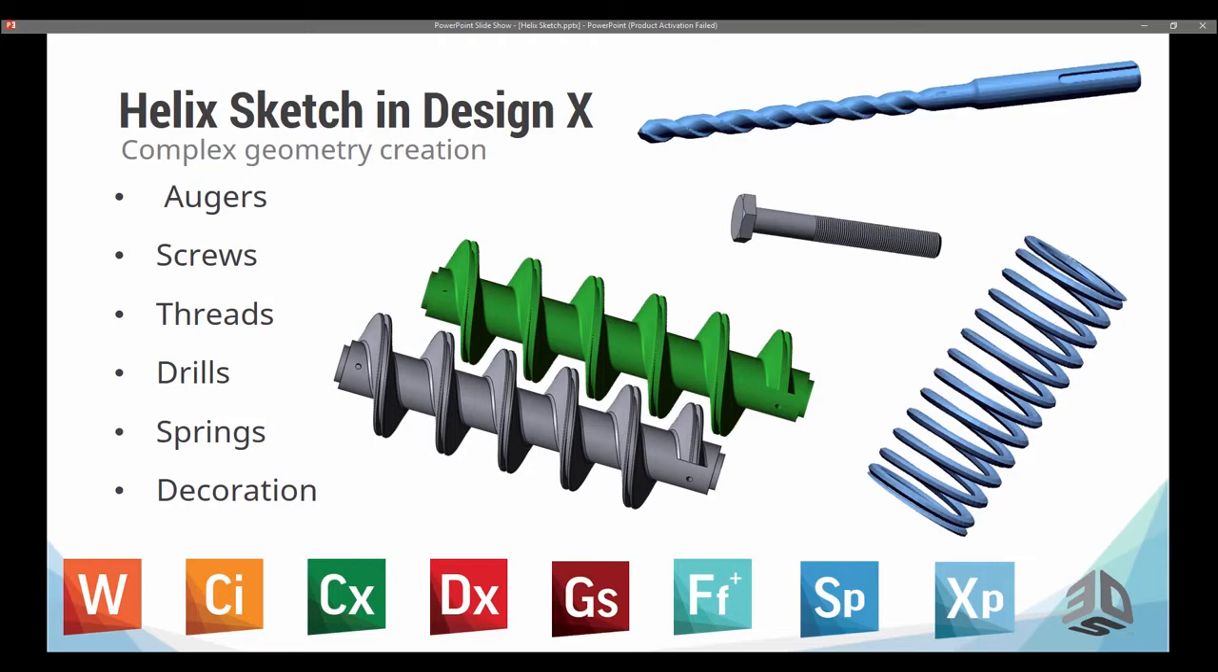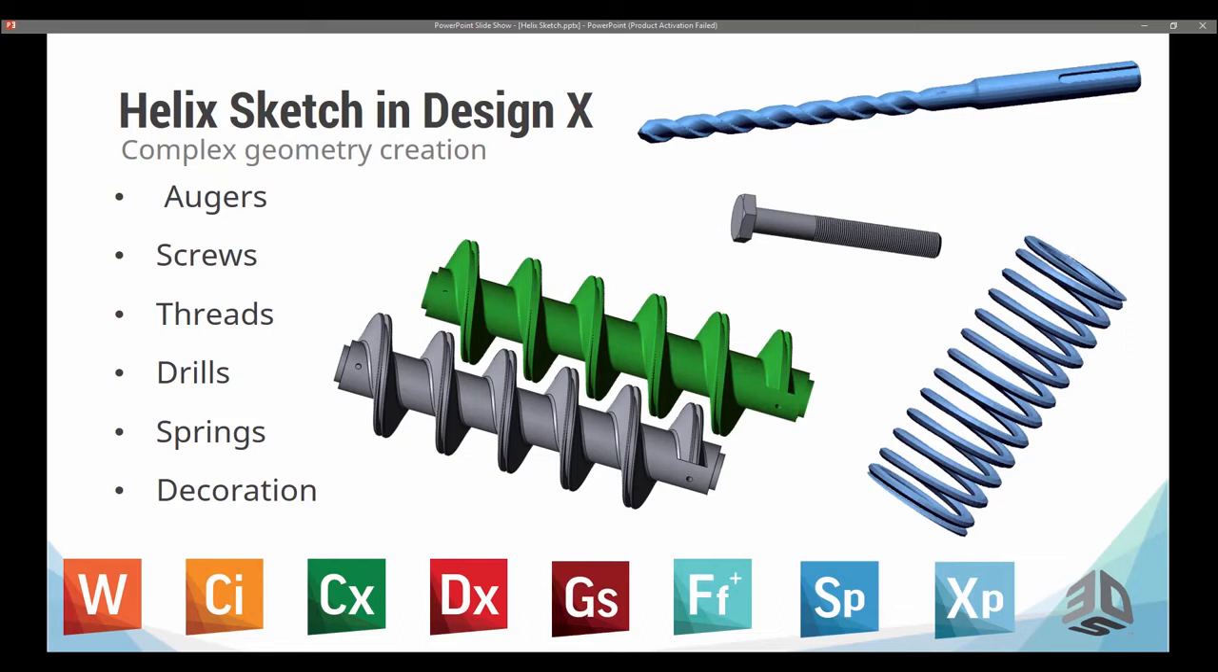There are two types of helix that you may run into. There is a variable helix or a constant helix. Helixes can vary in their pitch, which is the size between each revolution, as well as their radius, so they can expand into funnels or screws and go from large to small. Very common applications where you would use a helix sketch are augers, screws, or threads.